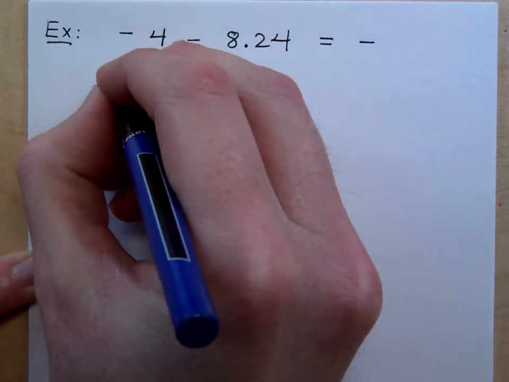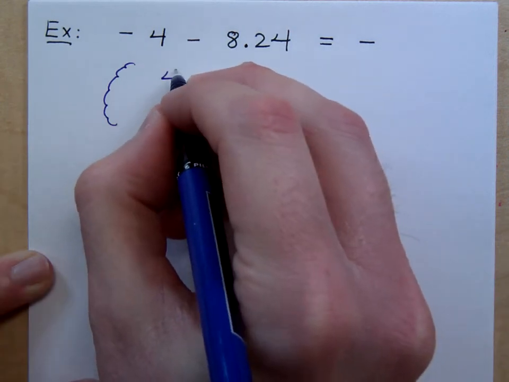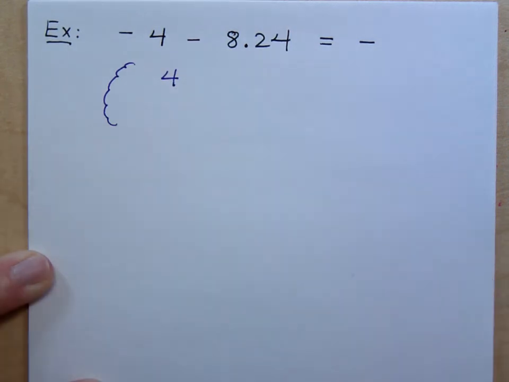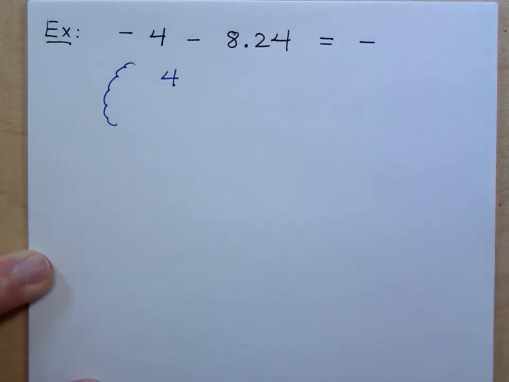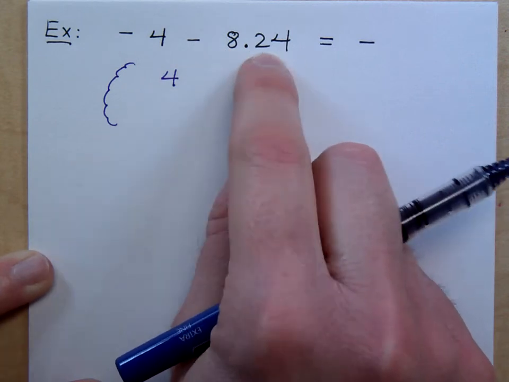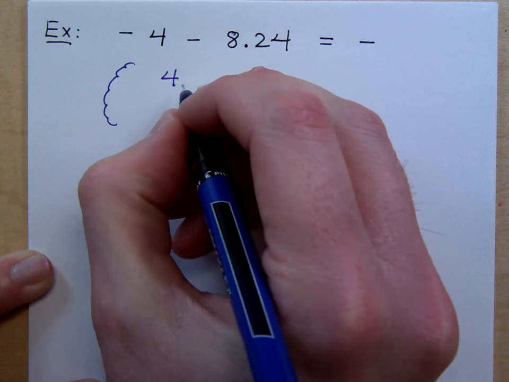So here's my little thought bubble about all of this. Don't worry about the signs because you know you're just adding these. So you're adding 4 and 8.24. I got a problem here though. I see the decimal in the 8.24, but where's the decimal in the 4? It's understood to be right here.